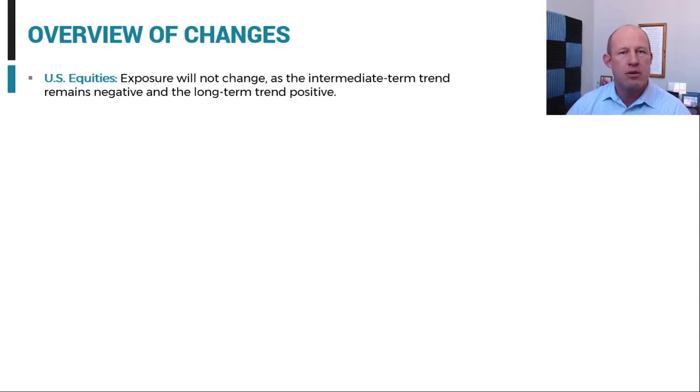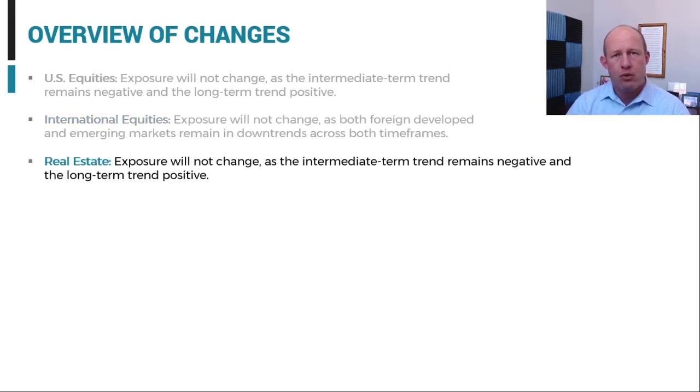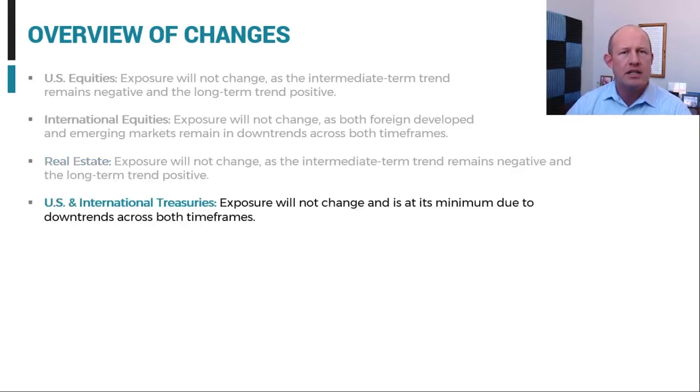No change to U.S. equities as we head into March because the long-term trend is still intact while the intermediate-term trend is still down. Foreign and emerging market equities, while they've been relative outperformers in '22 thus far, they're still in downtrends over both timeframes, so no change there. Real estate, no exposure change. The intermediate-term trend is down, which we saw at the end of January and made a risk adjustment there downward. But the long-term trend is still intact.